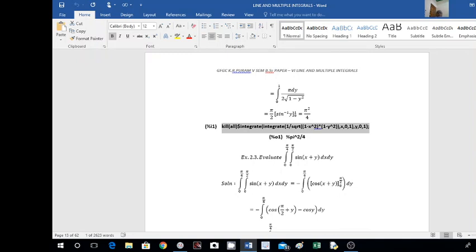Okay, next example is evaluate the integral from 0 to pi by 4, 0 to pi by 2, sine of x plus y, dx dy. Here also first with respect to x, then with respect to y. Limits of x are 0 to pi by 2. Limits of y are 0 to pi by 4.